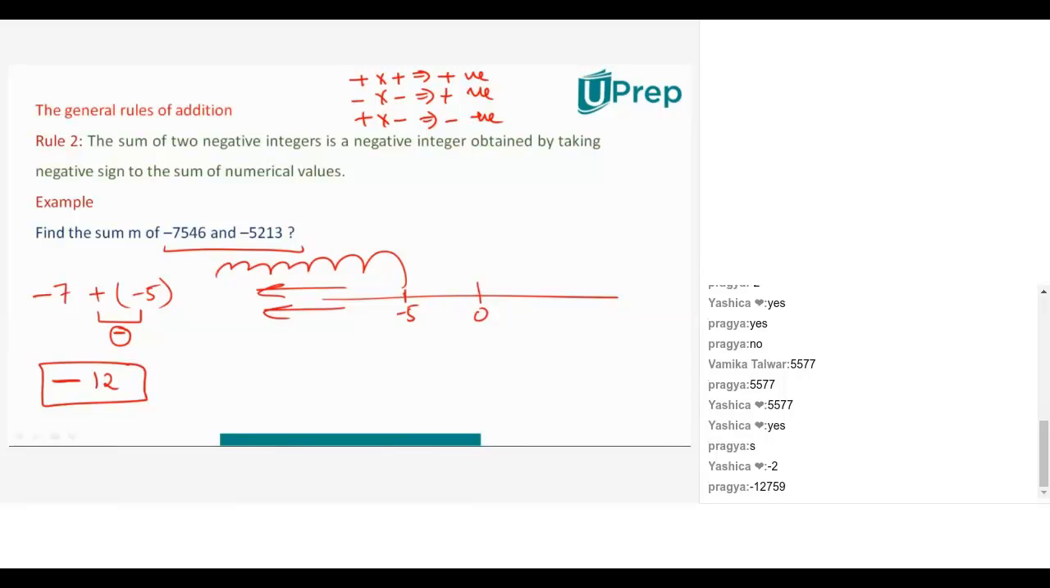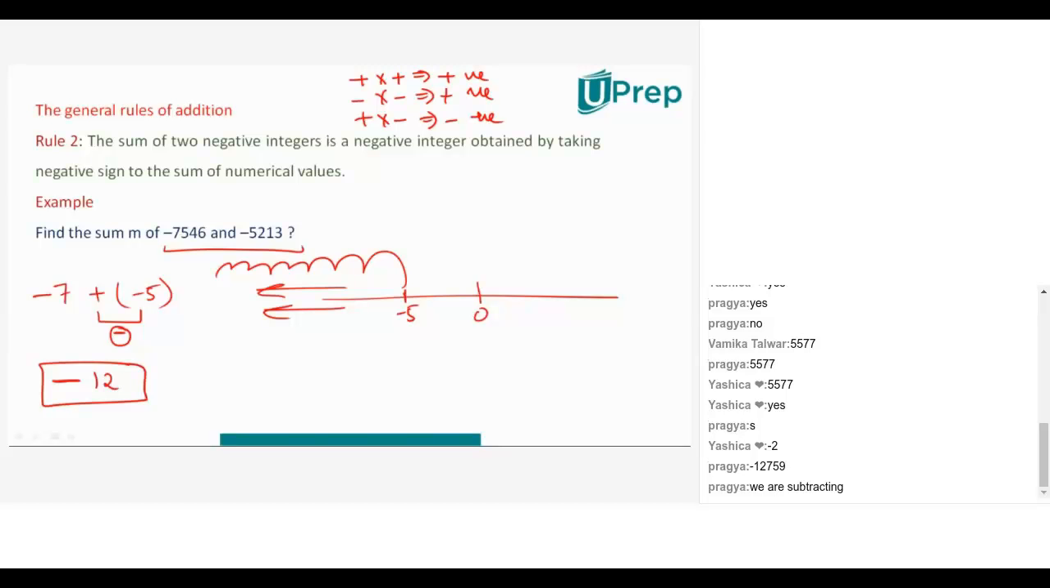He says find the sum of -7,546 and -5,230. What would the answer be? Vamika, Pragya says -12,759. Do you agree with her? Could you just give me a minute? Yes, okay. Pragya has given an answer. Vamika, do you agree with her? Sir, yes, I agree with her.